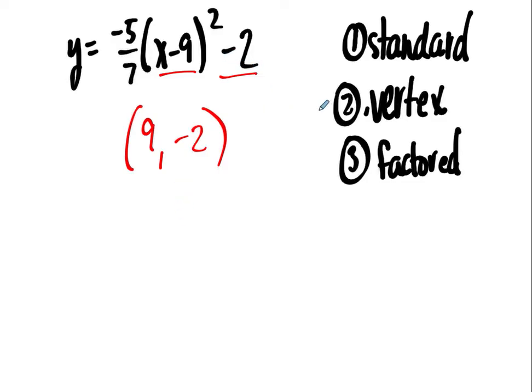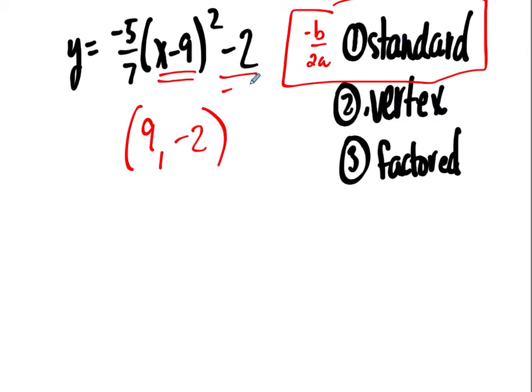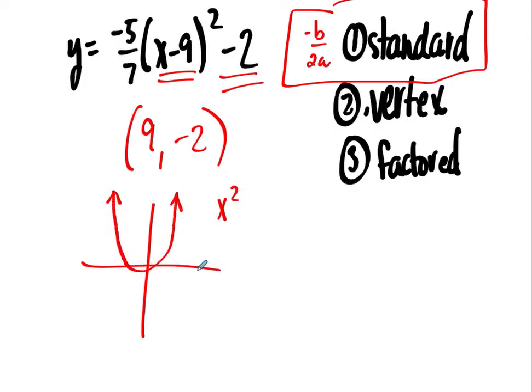No, negative b over 2a is this one. When it's in standard form, you use negative b over 2a. When you have the vertex form, all you have to do is take the opposite and keep it. Because this is what we went over, guys. X squared is your parent graph. Sorry, that should go through 0, 0.